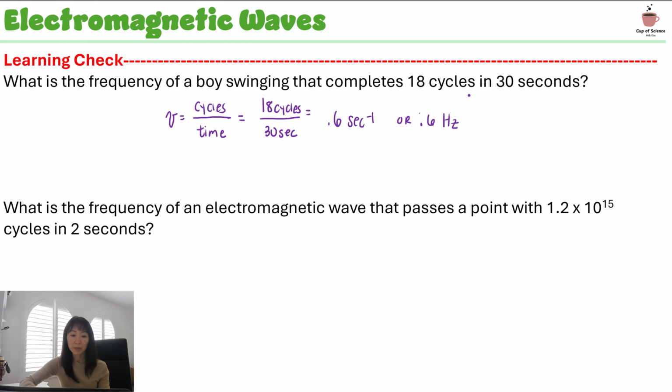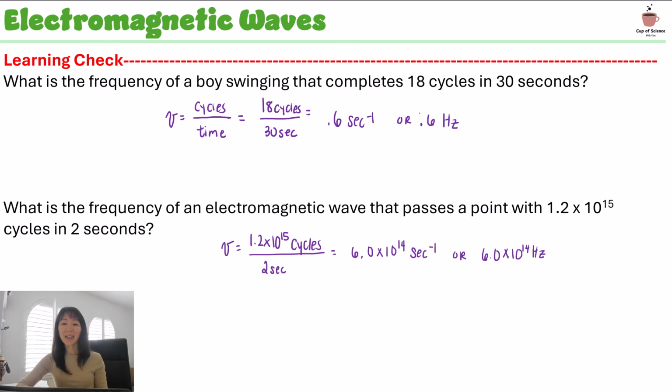Either one works. What is the frequency of an electromagnetic wave that passes a point with 1.2 times 10 to the 15 cycles in 2 seconds? Try this and come back and check the key. And here is the key.